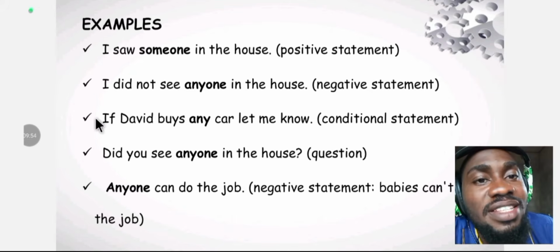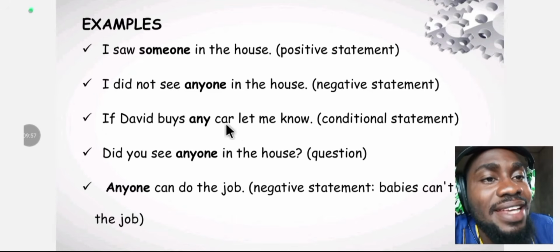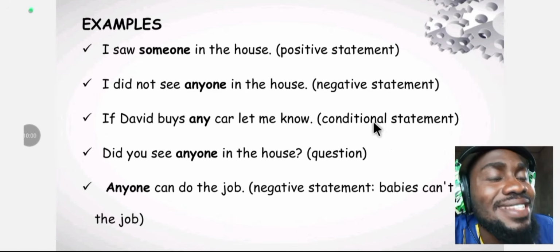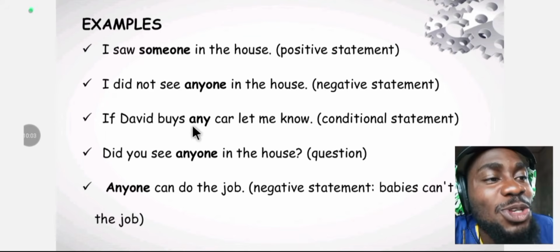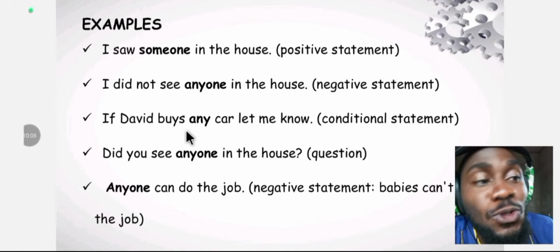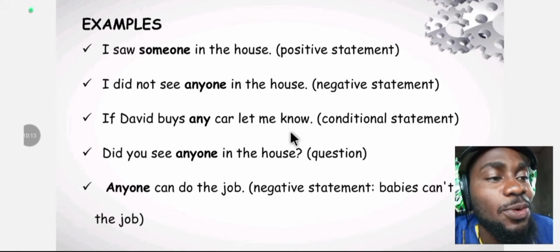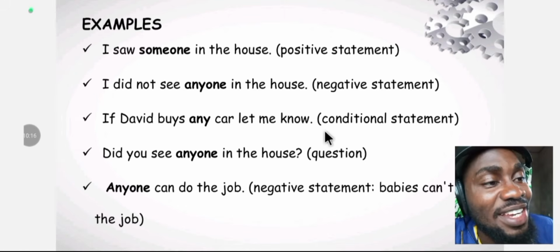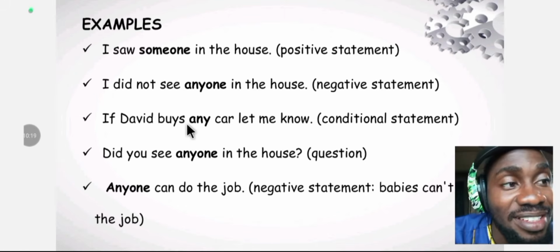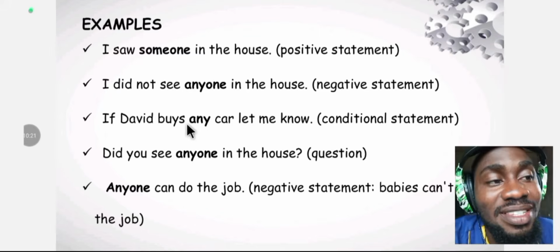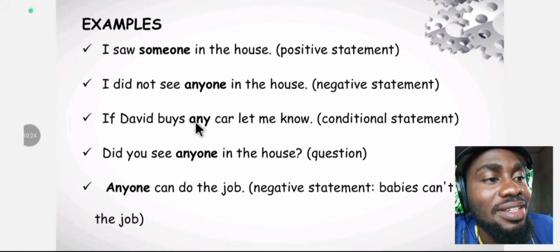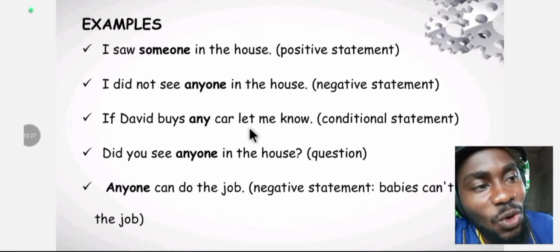Moving over to the next example we have here. If David buys any car, let me know. It's a conditional statement. Remember, we use the any form, any and its forms, for conditional statements and also to ask questions. It's a conditional statement because you said, if David does this, do this. A condition that influences the outcome, a conditional statement.